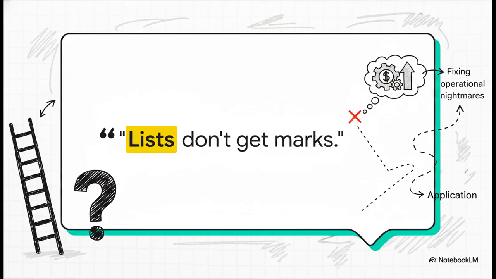Well, the core issue really boils down to this. Strategy without application is just a list. And whether you're sitting in a high-stakes boardroom advising a CEO, or you're sitting down for the ACCA SBL exam, lists don't get marks. They just don't. They don't drive revenue, and they definitely don't fix operational nightmares. Simply naming a bunch of business frameworks is frankly entirely useless if you can't apply them to the specific, messy facts of the scenario that's right in front of you.